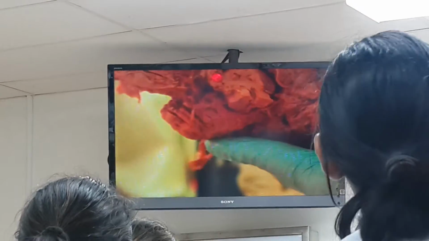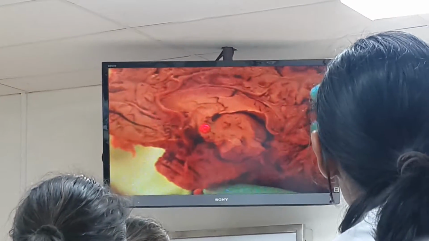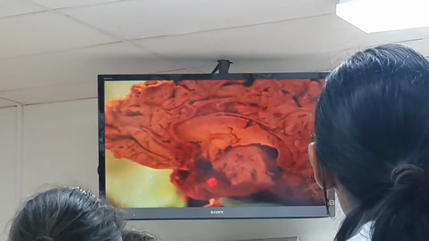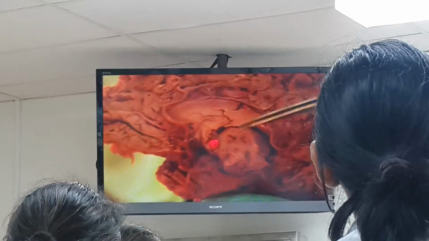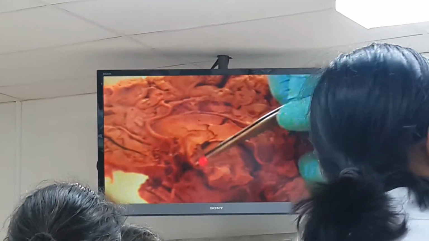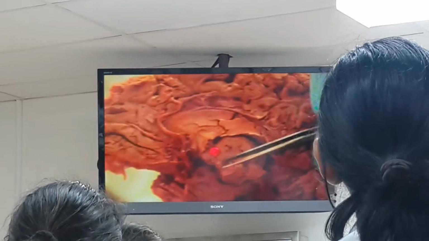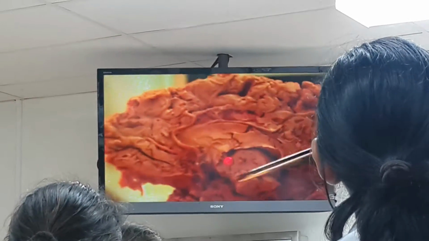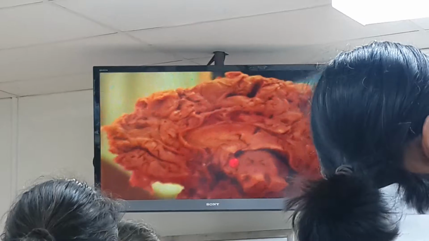The area below the thalamus is the hypothalamus. It's a roughly triangular-shaped area. Its lower boundary is not that clear. Okay, hypothalamus.